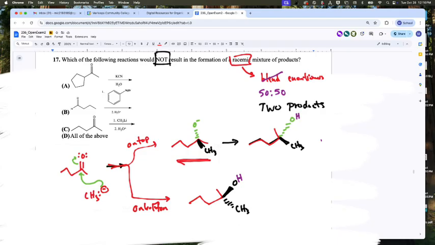And so we get those two possible products. So therefore, we have two products. We would now say that all of our answer choices, because if we look at the rest of the boards, all of them came out with two products. So therefore, all of them form racemic mixtures.